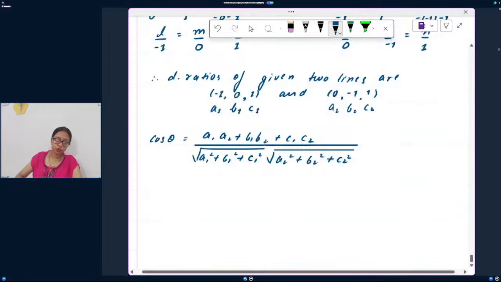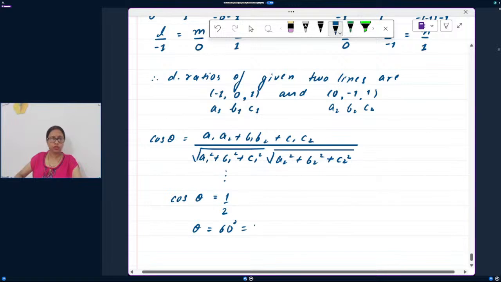Okay, so cos theta is equal to, substitute all the values, do the calculation. This is going to be 1 by 2. So theta is going to be 60 degrees, which is pi by 3, which is acute.